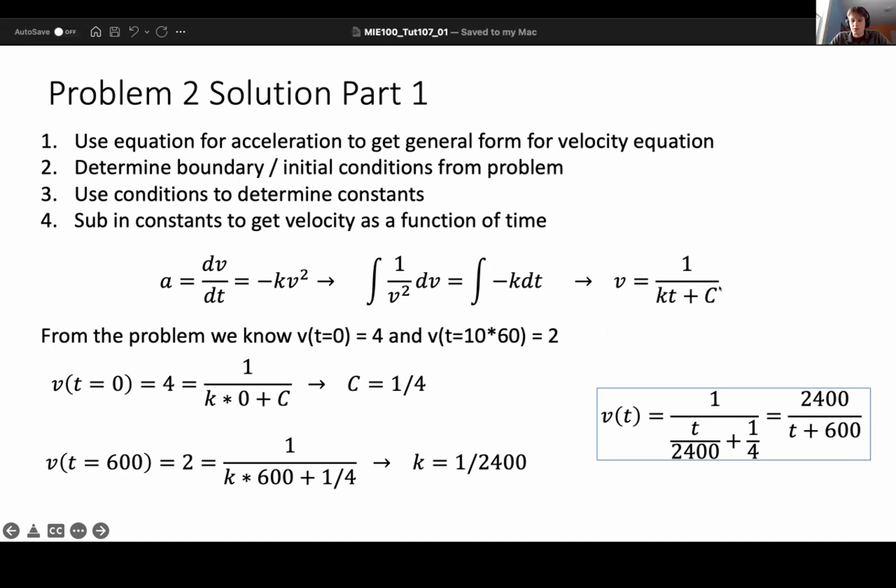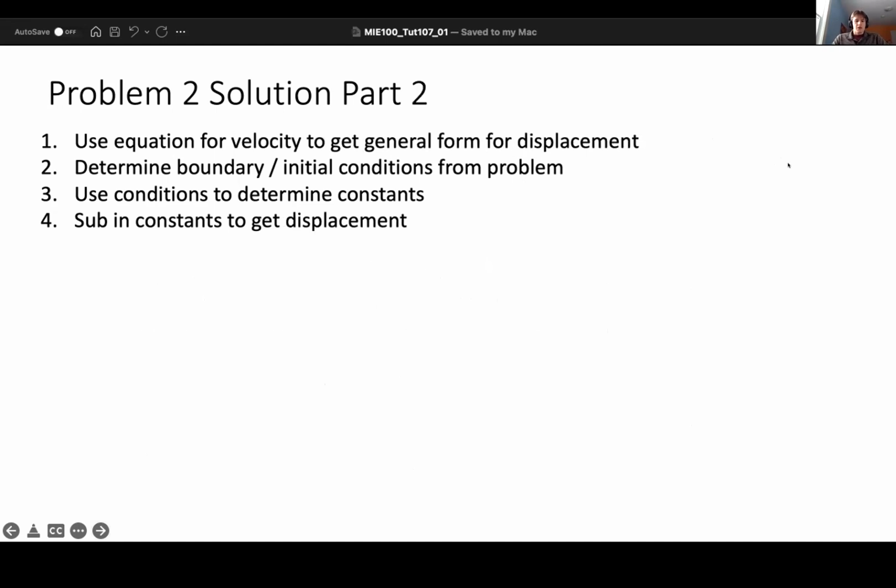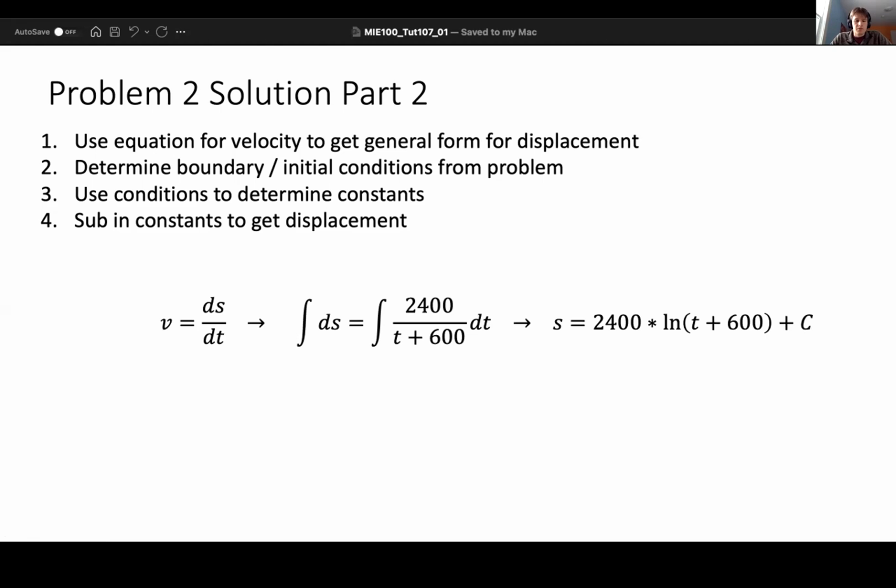Do we have any other questions for part 1? Okay, let's go on to the second part. For the second part, we need to solve for the total displacement traveled in that 10-minute period. So again, we start with the general form for velocity and displacement, v equals ds over dt. Sort of similar to the last time.